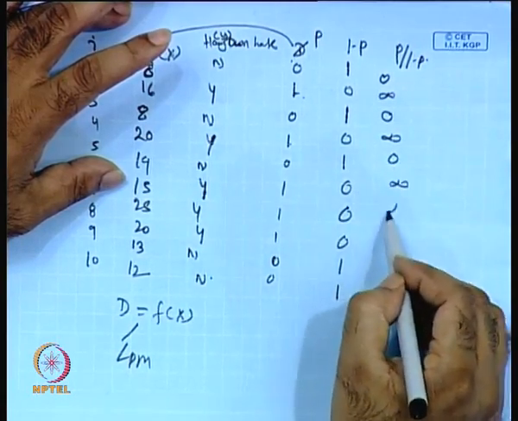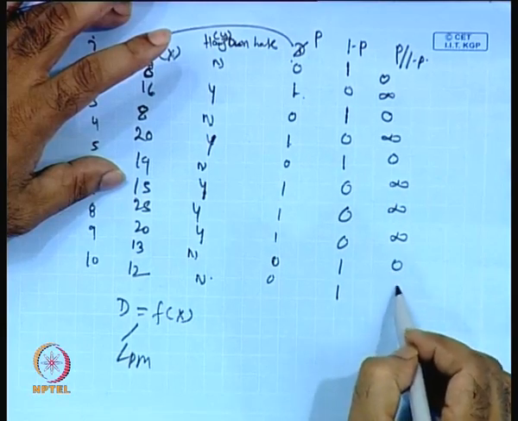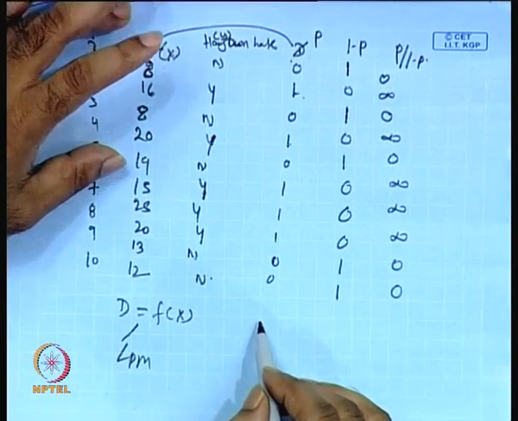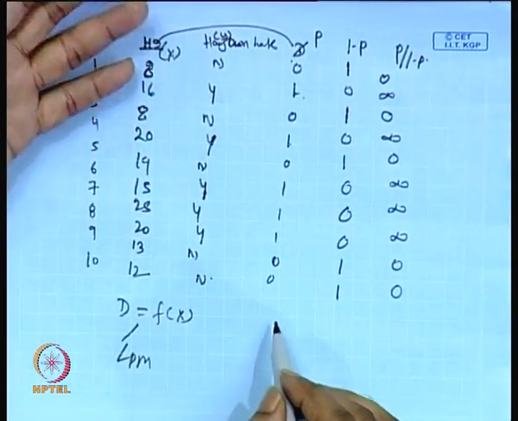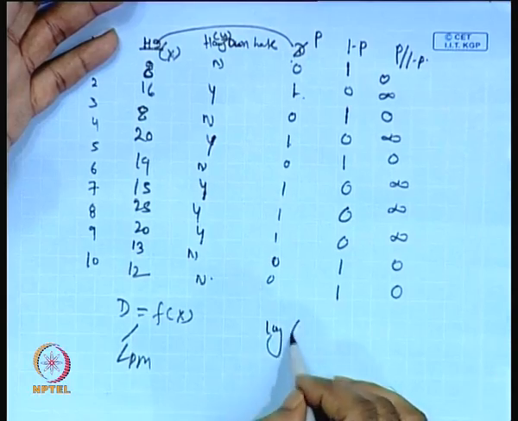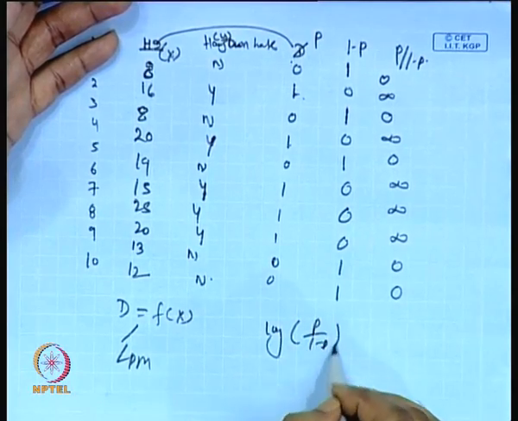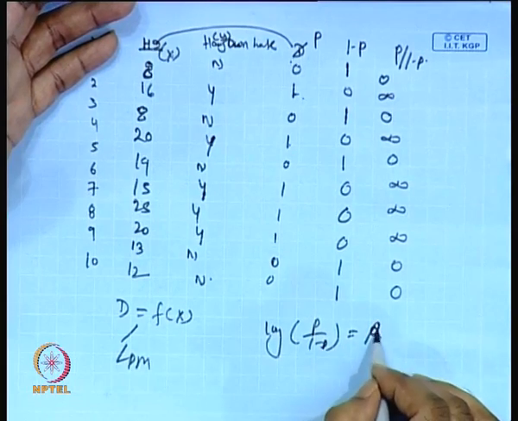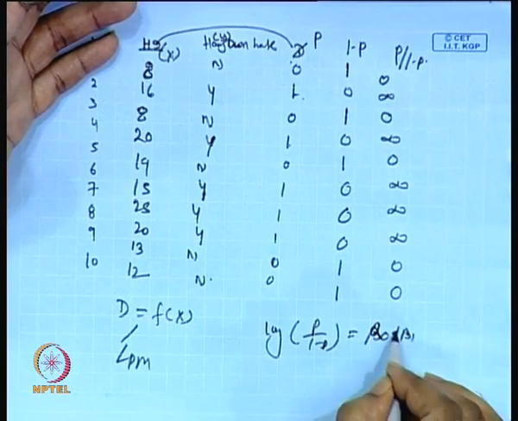1 by 0 is infinity, infinity, infinity, 0, 0, 0. So if it is coming as infinity, then obviously you cannot estimate the model. So that means if we need models P by 1 minus P. Okay, so this is how P by 1 minus P equals alpha, beta 0 plus beta 1 x 1.